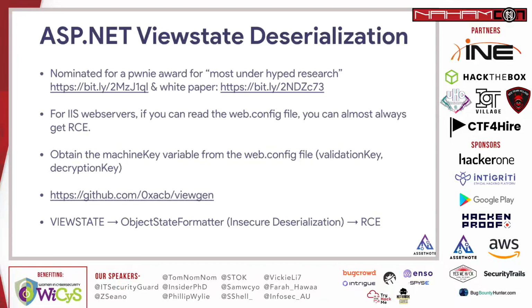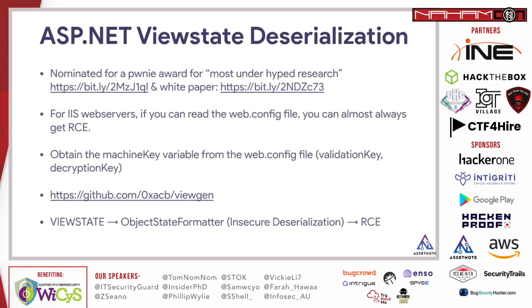vulnerability. But essentially what you can do on IIS servers is, if you can read the web.config file, you can almost always get RCE, which is insane. Like, I can't think of other web servers where having one vulnerability leads to a more severe vulnerability reliably, which is also one of the reasons I love hacking IIS.